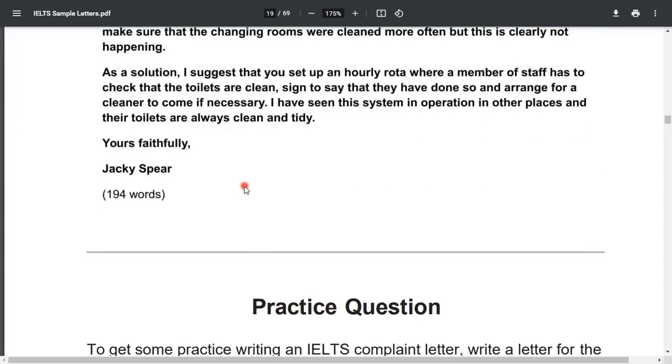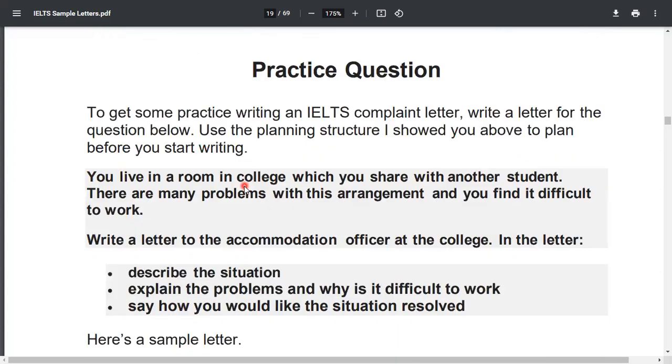So yeah, that's it. Now you have this practice question. As you can see, it says you live in a room in college which you share with another student. There are many problems with this arrangement and you find it difficult to work. Write a letter to the accommodation officer at the college. In the letter, describe the situation, explain the problems and why it is difficult to work, and say how you would like the situation resolved. So as you can see, that's a practice question.